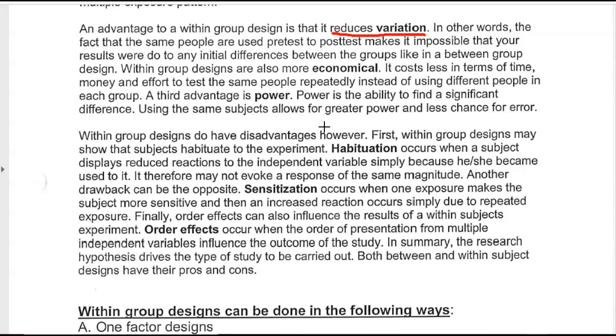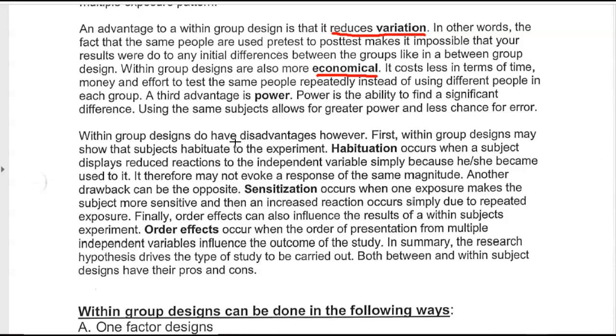What if my men were already richer or smarter, or not as rich or not as smart, than my females, even before my study started? That's a limitation of using 2 groups. Your groups might be different, but you reduce that variation problem by only using one group. Second thing is economical. It saves money, it saves time, it saves stress.